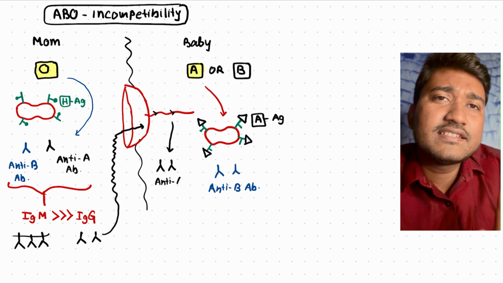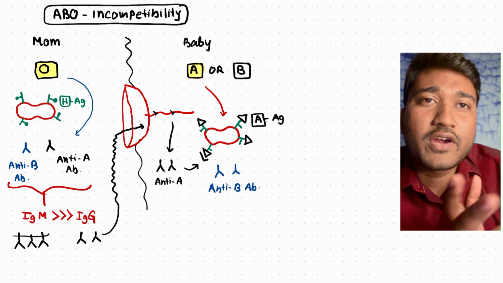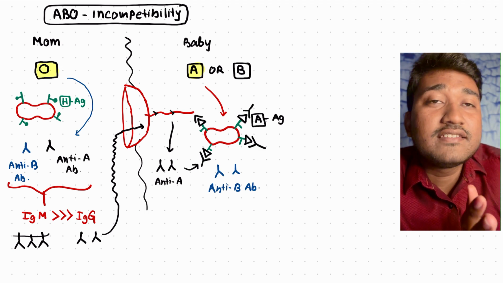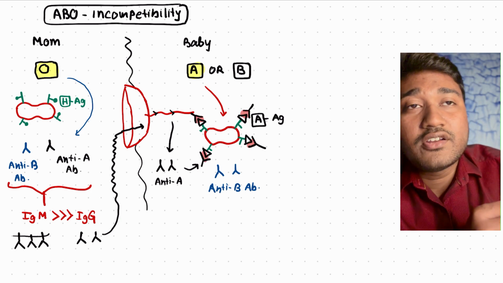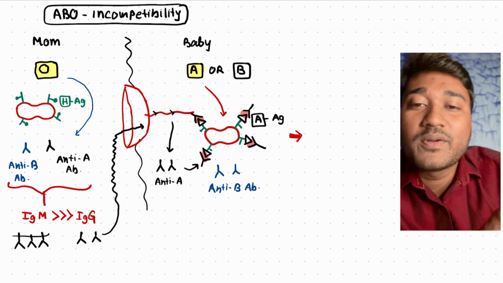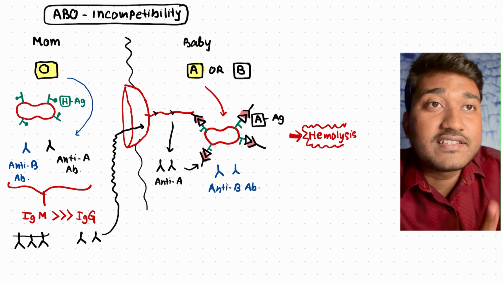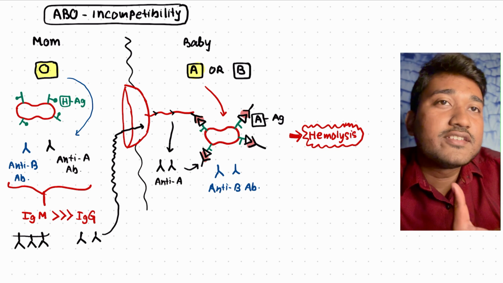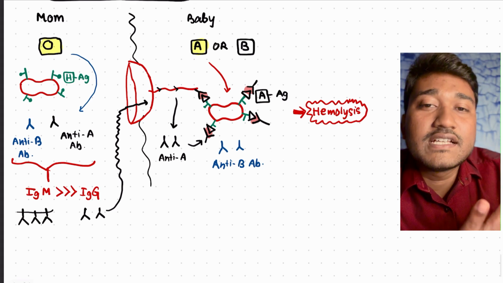But predominantly IgM is produced because these antigens are sugars, that is, carbohydrate in nature. Also, whatever IgG has passed, especially anti-A antibody, will bind with the site of this A antigen. Automatically there will be hemolysis in the baby. So this is a very sad thing. There is hemolysis in the baby, and we will have pathological jaundice.